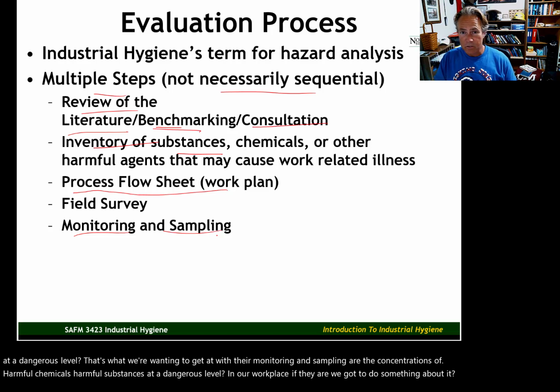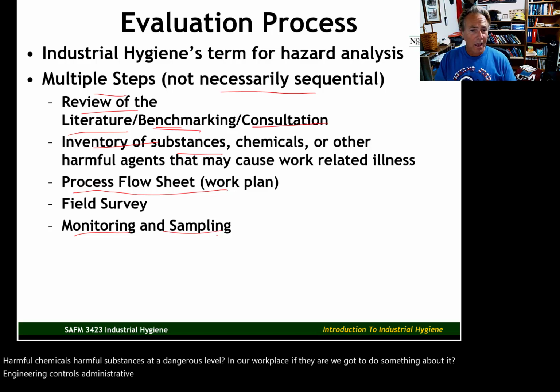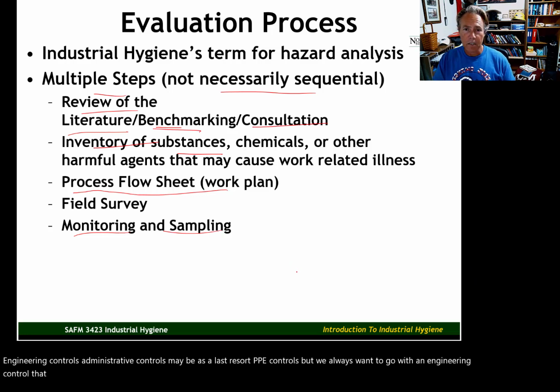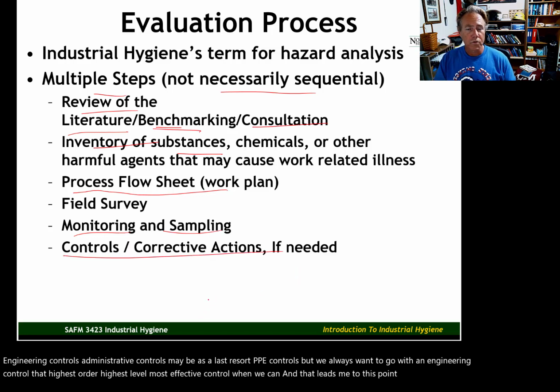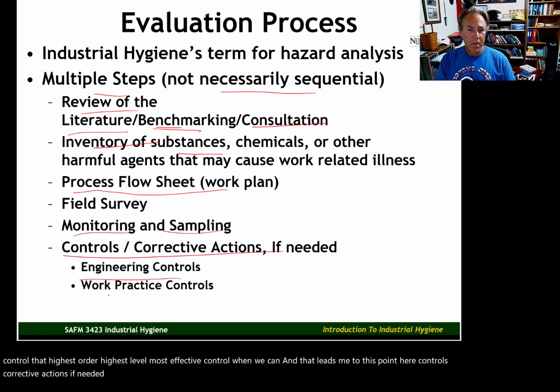Engineering controls, administrative controls, maybe as a last resort PPE controls. But we always want to go with an engineering control, that highest order, highest level, most effective control when we can. And that leads me to this point here. Controls, corrective actions if needed. Again, engineering controls, work practice controls, or administrative controls.